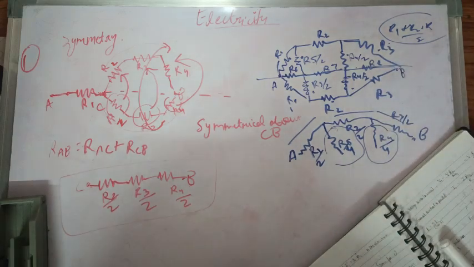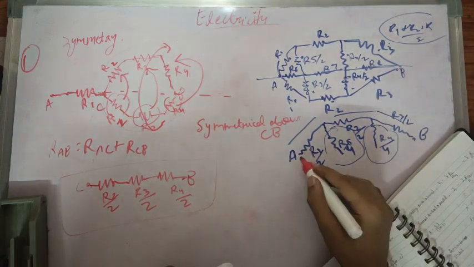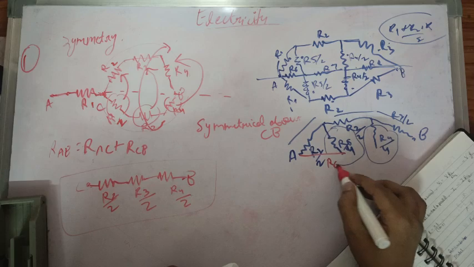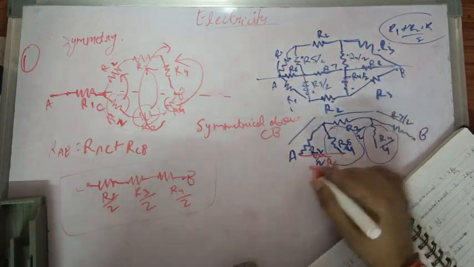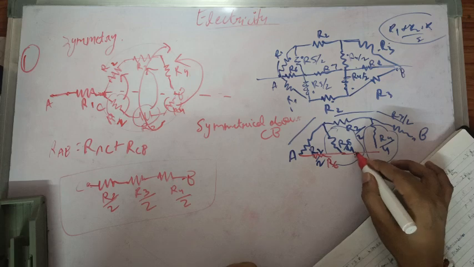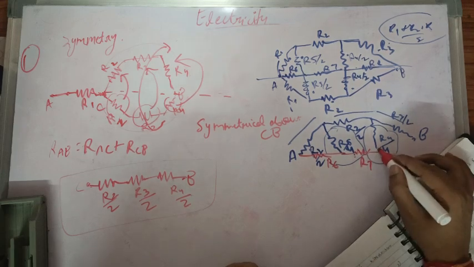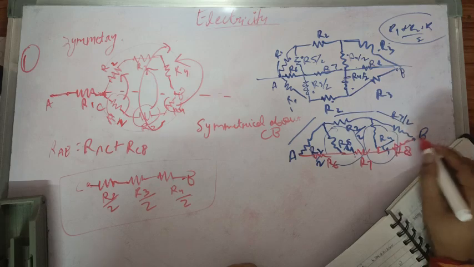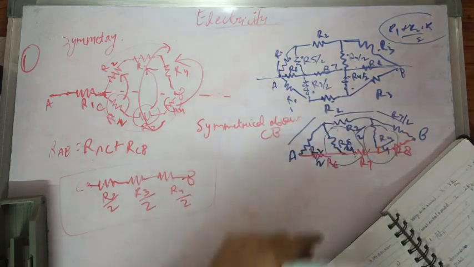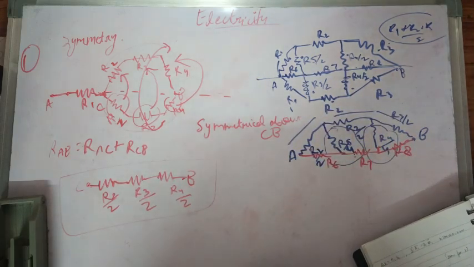Then in that case, there would be an R6 resistor here. Since nothing is added parallel to it, R6 will remain the same. This will remain the same, R7, and this will remain the same, R8. Now this whole circuit will start looking like this.